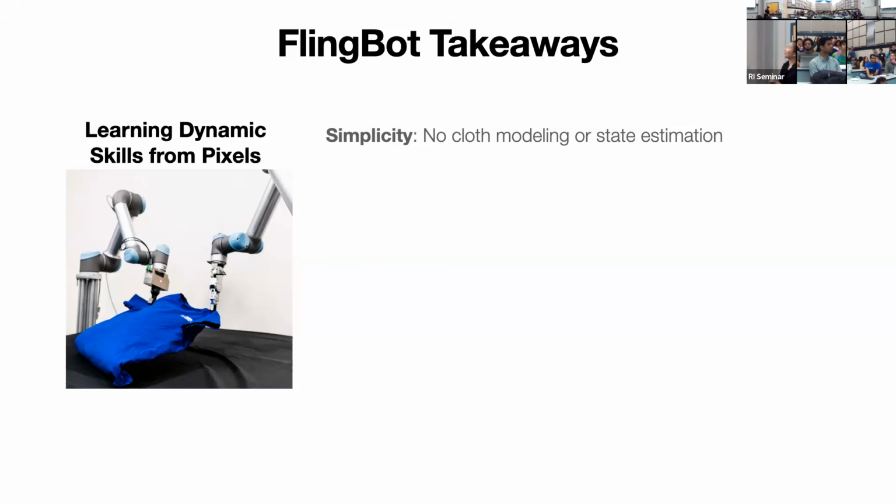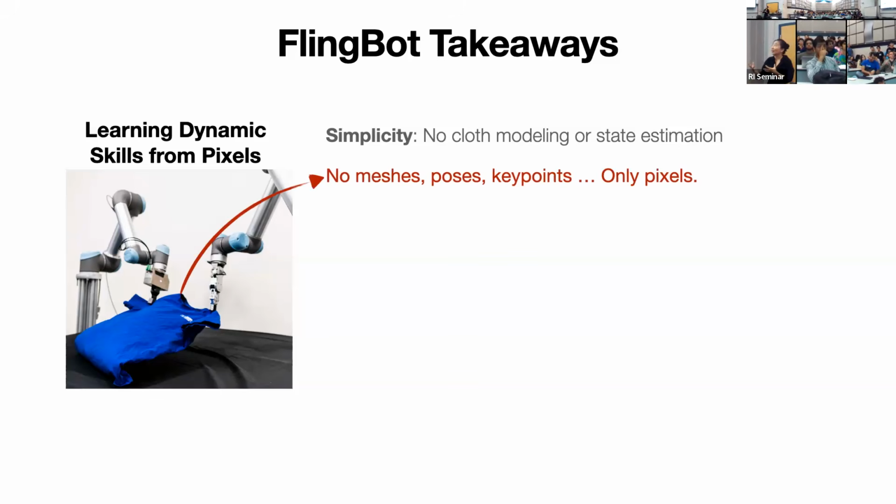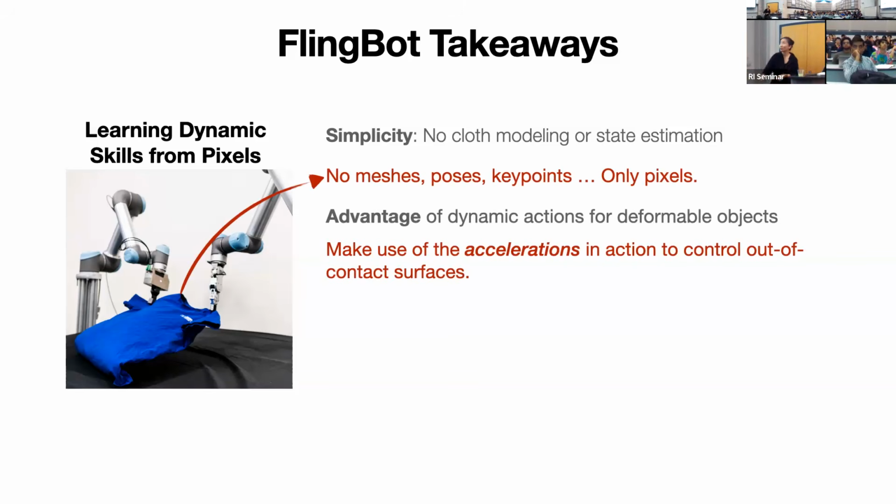Great. So I can summarize FlingBot. I think the most important takeaway that I hope you can take away is how simple the system is. We actually did not model the state or try to model the dynamics of the cloth at all. For example, we never try to reconstruct the mesh of the cloth or detect its pose or detect key points. The system only takes in pixels and is able to perform pretty well. And I think this simplicity really highlights the advantage of using dynamic action for the task of deformable object manipulation. Fundamentally, what it allows us to do is make use of the accelerations in our action in order to control those out-of-contact surfaces.